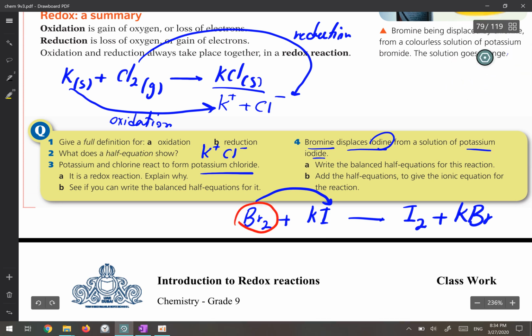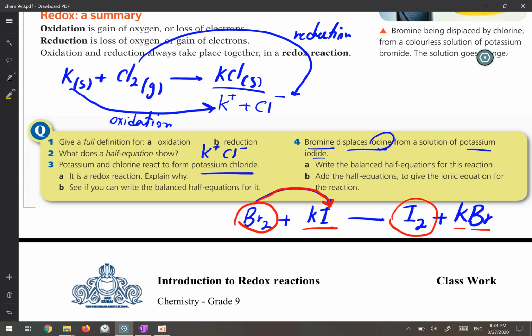Bromine displaces the iodine in KI solution, potassium iodide solution. So when it goes into the compound, it forms potassium bromide instead of potassium iodide, and iodine comes out. It's a diatomic molecule, so it makes I2.